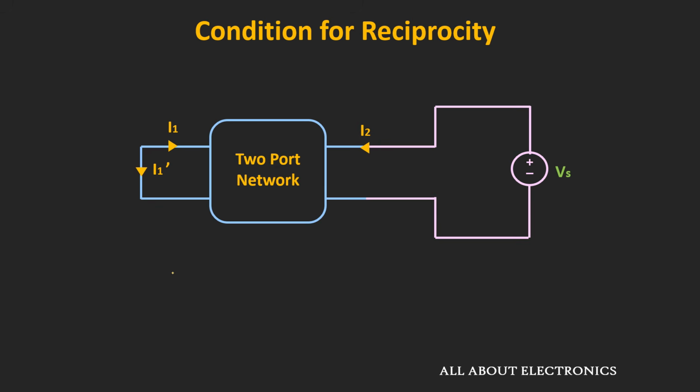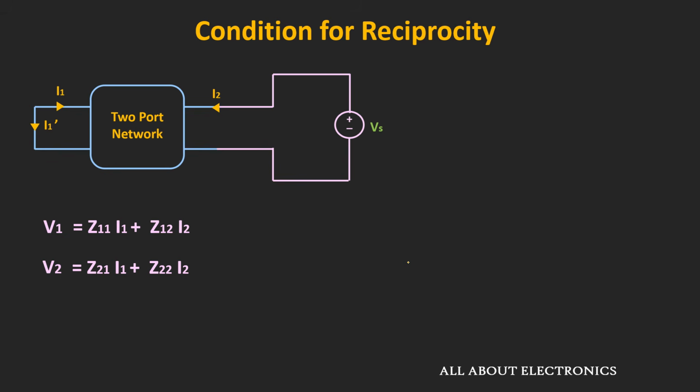So in this condition, the voltage V2 is equal to Vs while current I1 is equal to minus I1 dash. And here, as port 1 is short circuited, voltage V1 is equal to 0. So let us put all these values in these two expressions. That means we can say that 0 is equal to minus Z11 times I1 dash plus Z12 times I2.